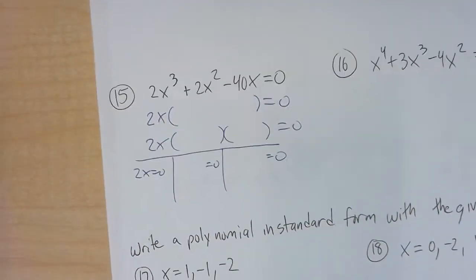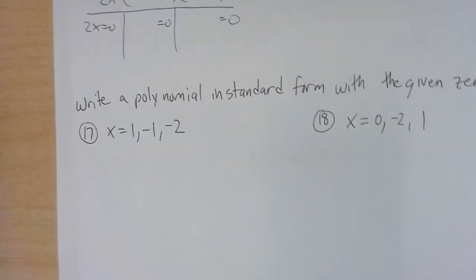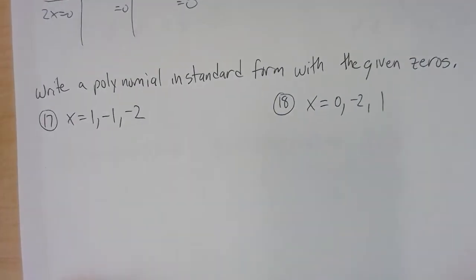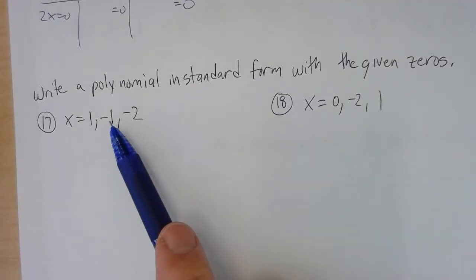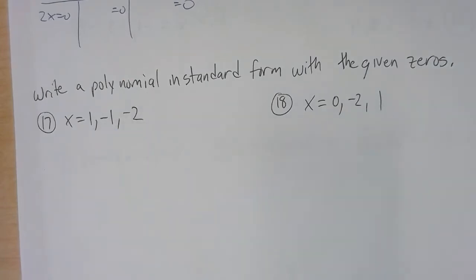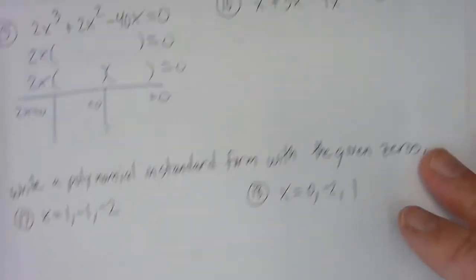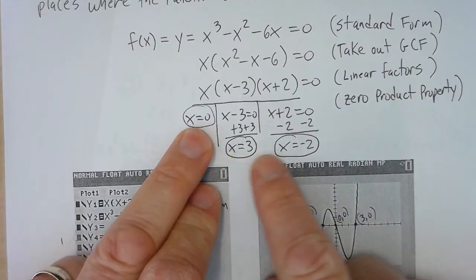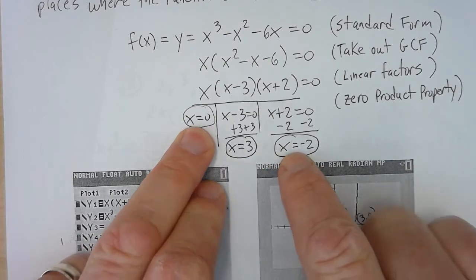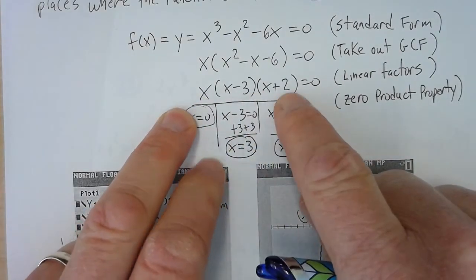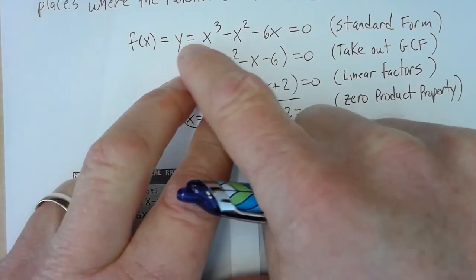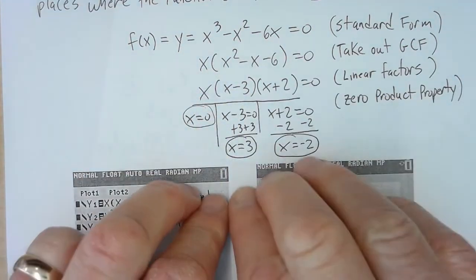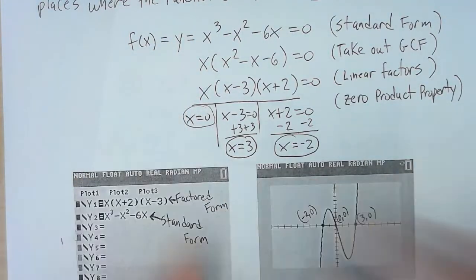Okay, let's move to the second part of the assignment, which is writing the equations. So it says write a polynomial in standard form with the given zeros. So this is 100% backwards. We're going to go to the opening page here. We're going to start off with the 3 solutions. We're going to create the 3 equations. We're going to multiply it all back together into standard form. So we're going to go up the ladder instead of going down the ladder.